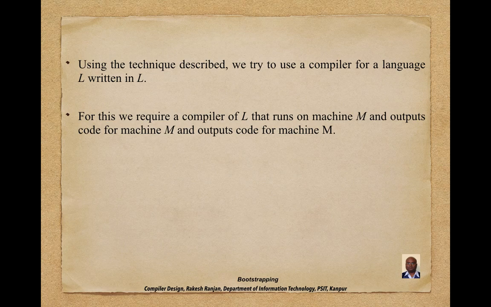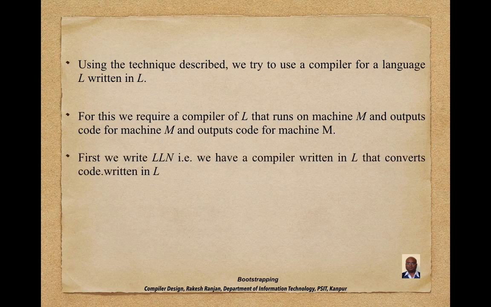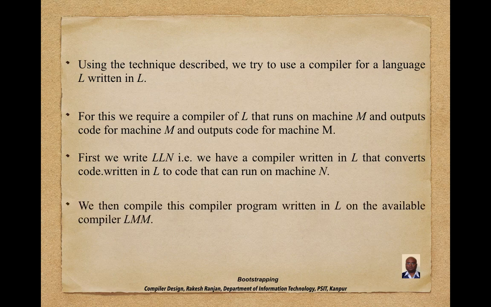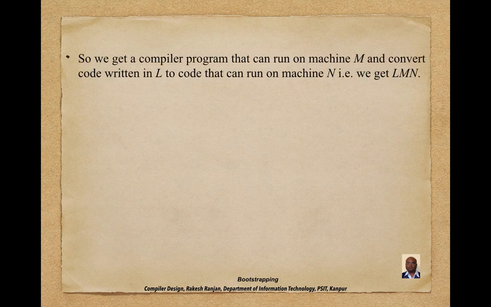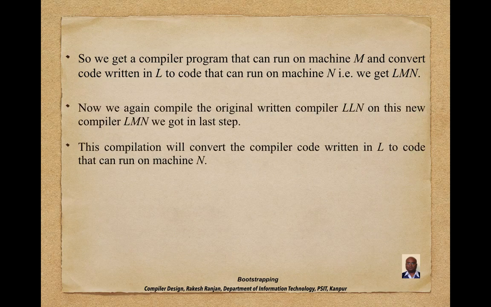Using the technique described, we try to write a compiler for the language L written in L. For this, we require a compiler for L that runs on machine M and outputs code for machine M. So first we write LLN. We have a compiler written in L that converts code written in L to code that can run on machine N. We can compile this compiler written in L on the available compiler MMM. So we get the compiler that can run on machine M and convert code written in L to code that can run on machine N. So we get here LMN.